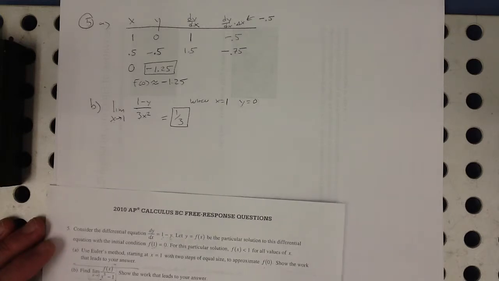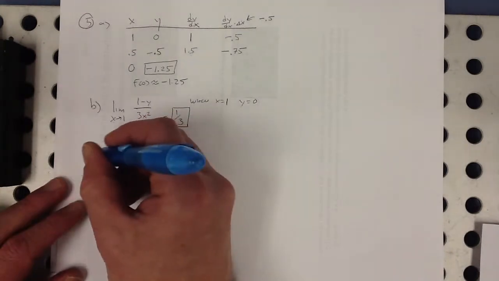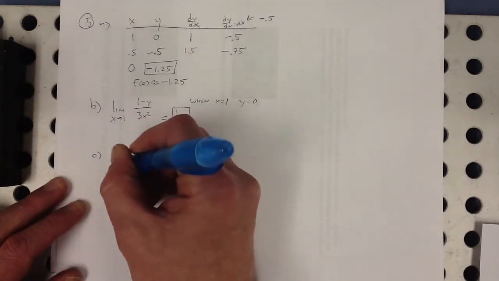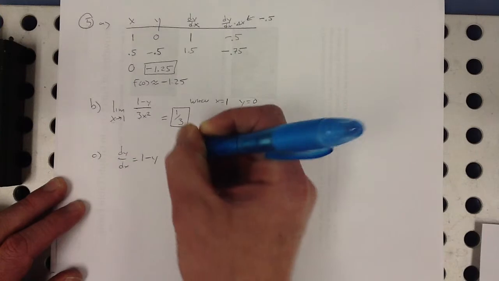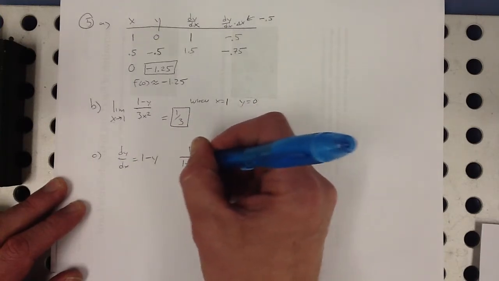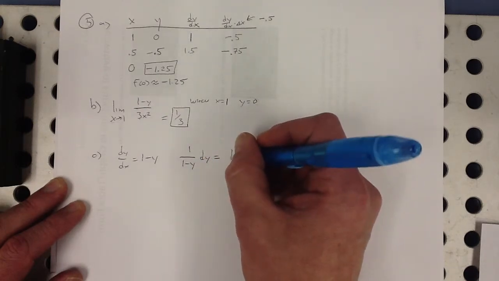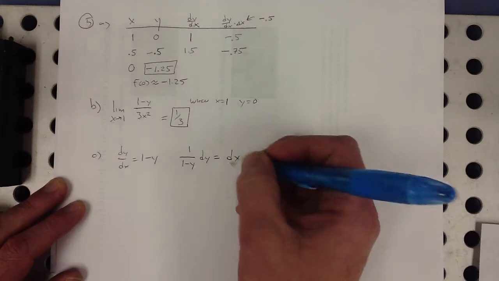And you can expect to see some little twists like that on the AP test. And last, they want us to actually solve the differential equation. So the differential equation is dy/dx is equal to 1 minus y. So separate variables. That gives me 1 over 1 minus y dy is equal to dx, or 1 dx if you want.